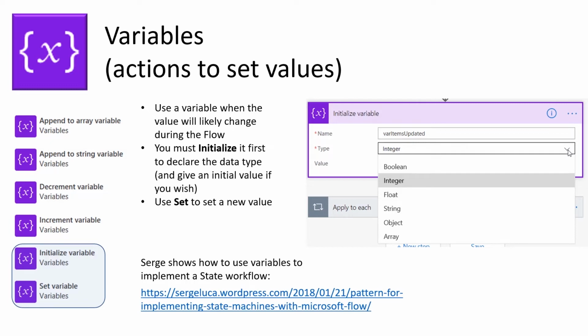I have a link here to Serge Luca's blog, and he is showing how to use variables to implement a state workflow, which Flow doesn't have natively, but basically by setting variables to different values depending on what state things are in, you can basically implement a state machine.